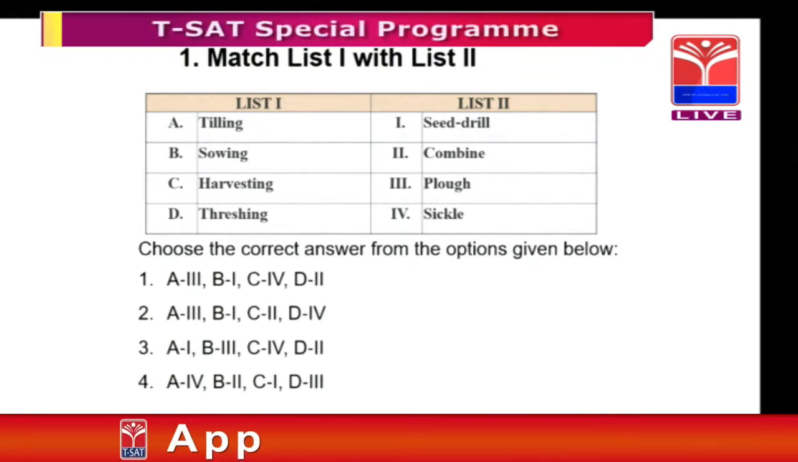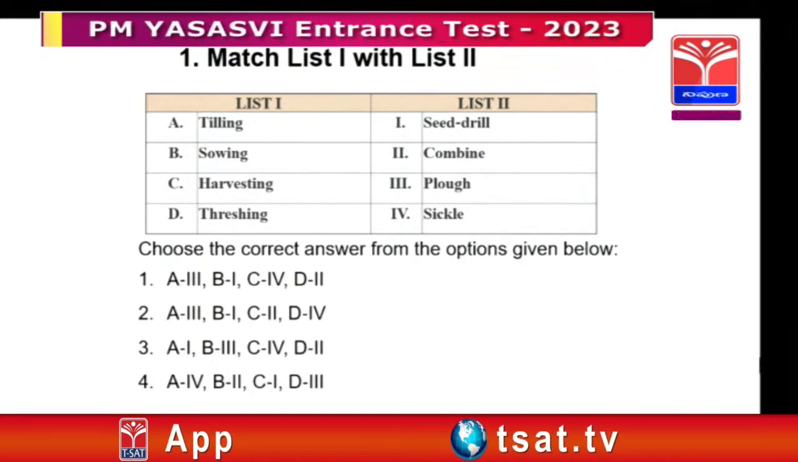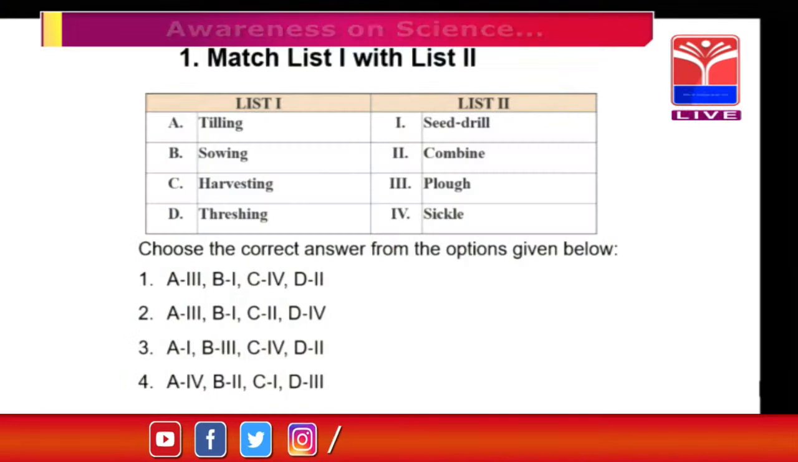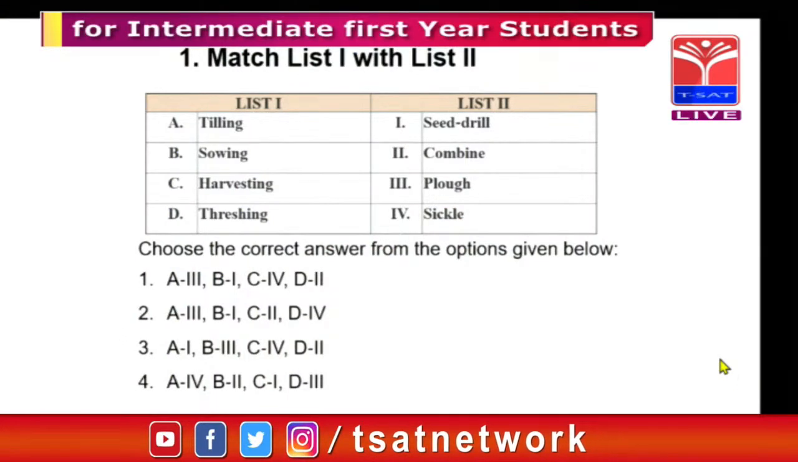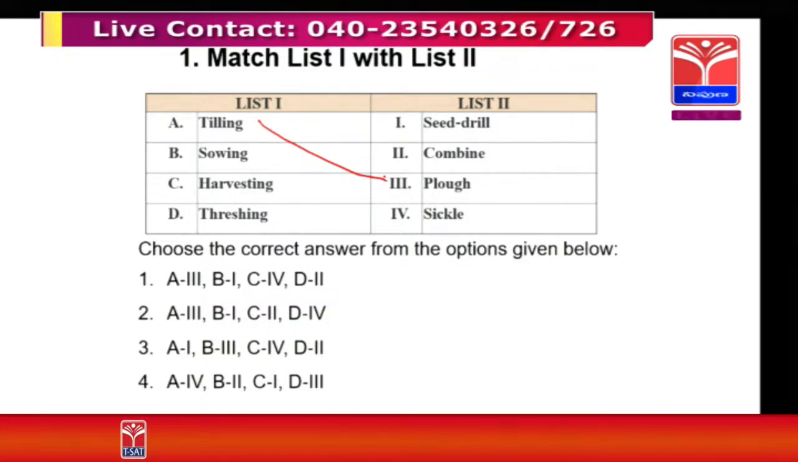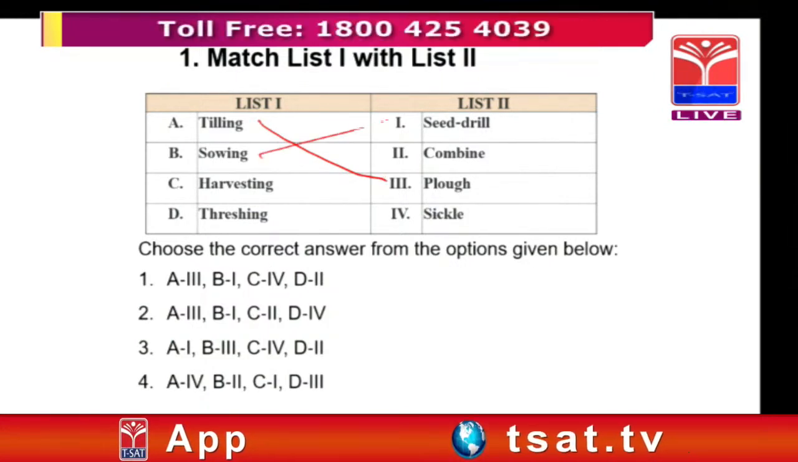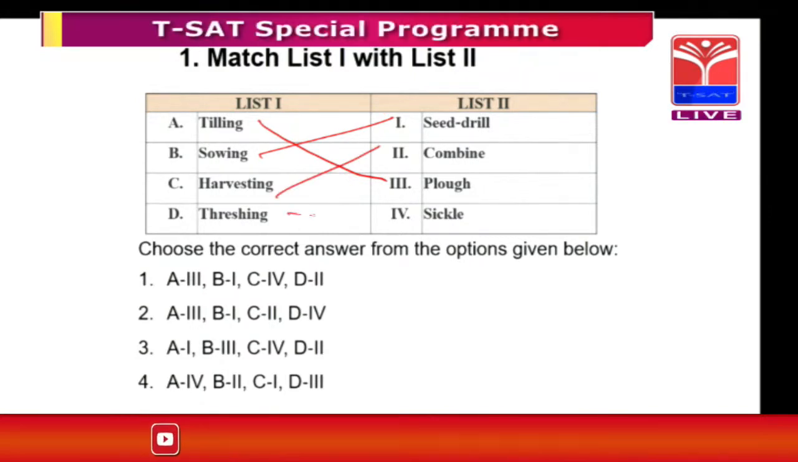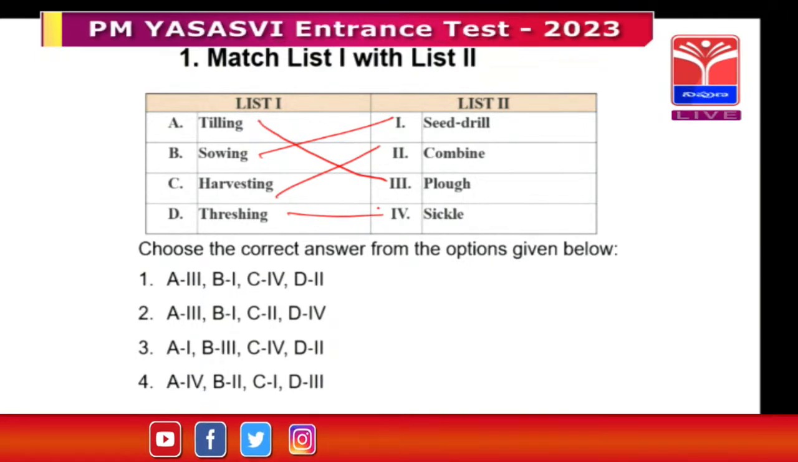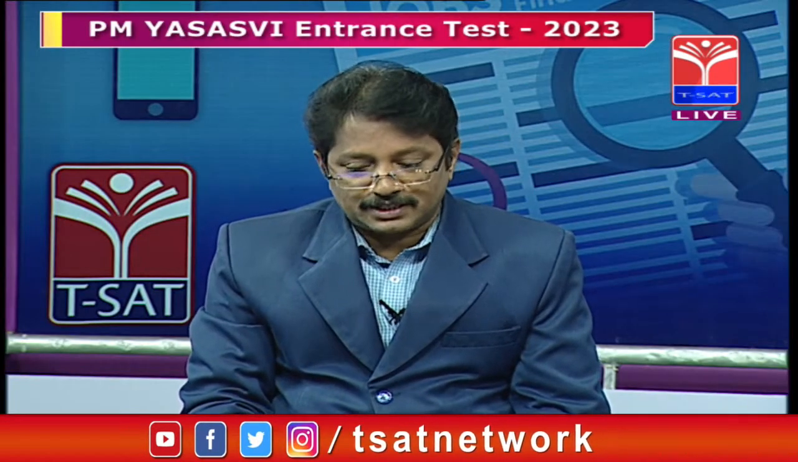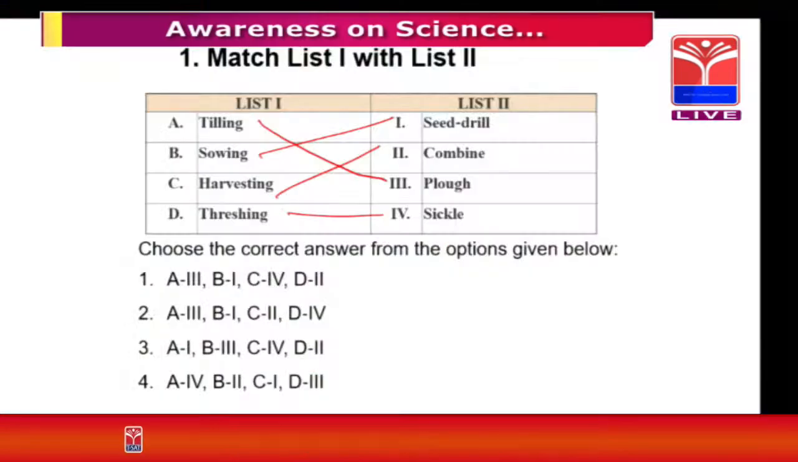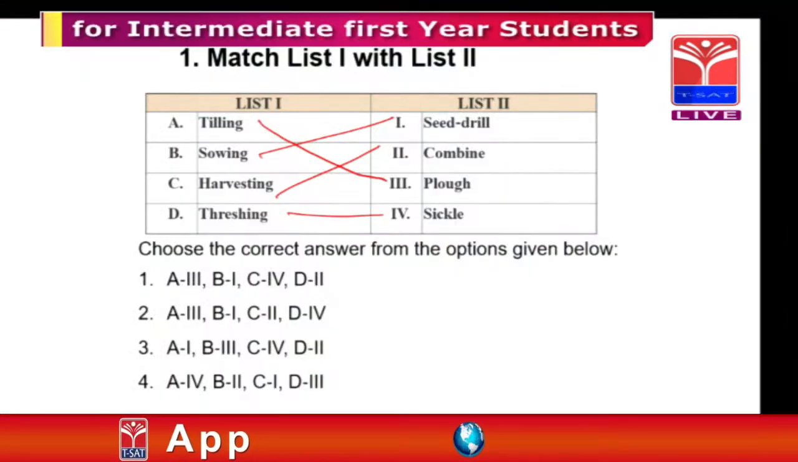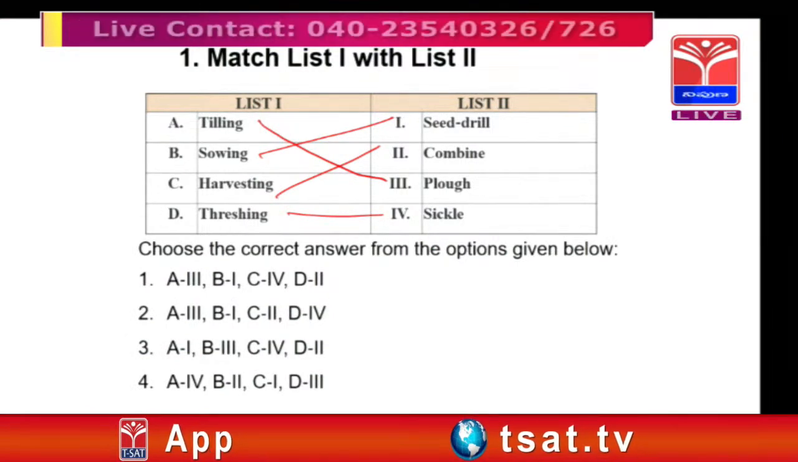Tilling is nothing but plough. Sowing is seed drill. Harvesting is combine. Threshing is sickle. Like that you have to match, then look at the options. Tilling is ploughing, sowing is seed drill, harvesting is combine, threshing is sickle. So, it is very clear: A is matched with 3, B with 1, C with 2, and D is matched with 4. So, option 2 is the correct answer.